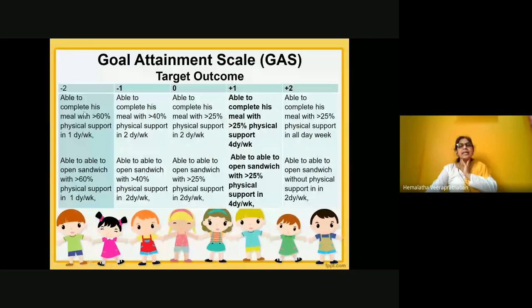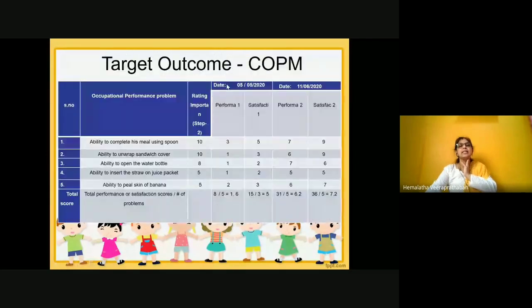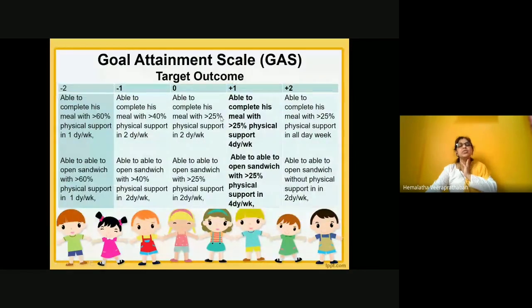So we have now reached the target outcome. We use two target outcomes. One is the GAS, goal attainment scale. Another is the target outcome of COPM, which is very evidential. This is why I say documentation is very important. Creating satisfaction for the family is very important. I don't know if you are aware of it.